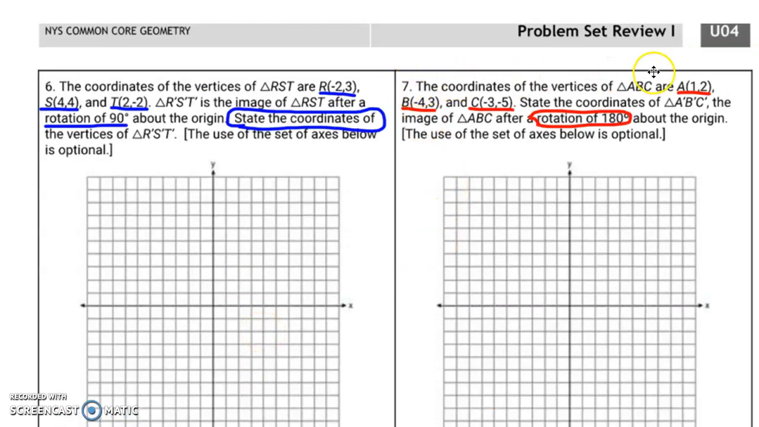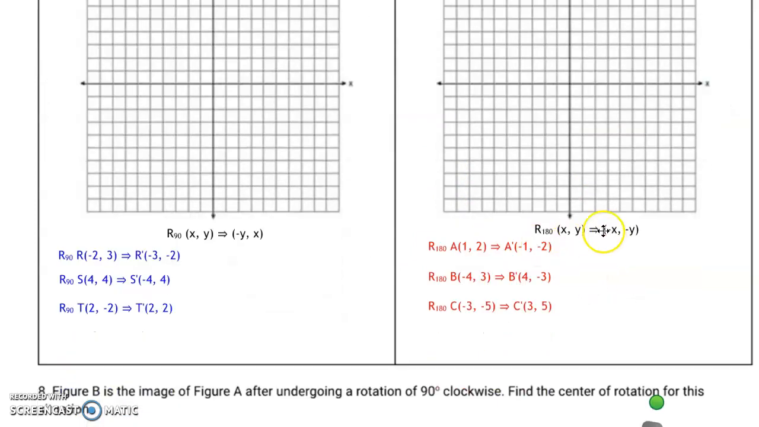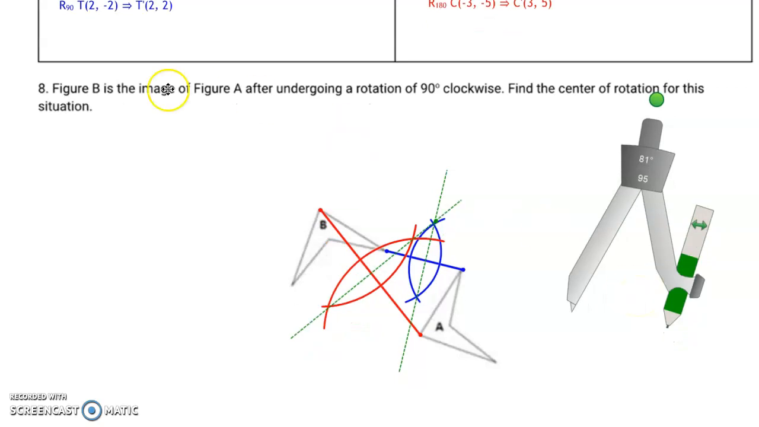Question number 7 is asking me to do the same thing, except this is a rotation of 180 degrees, which means I'm going to use the rule for 180. This is the first time you've seen this in this video. It's (x, y) turns into (-x, -y). In each of these cases, I just take the same order, but I change the signs of all of the points.